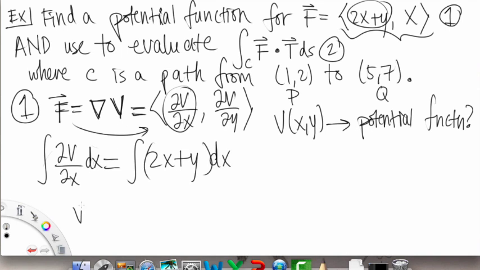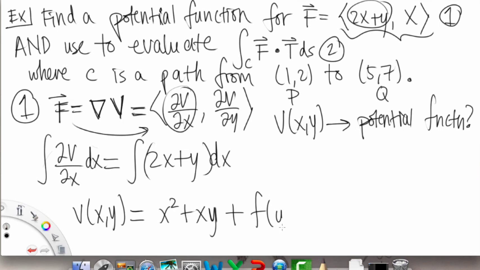On the left side, that becomes v of x comma y. We don't write x comma y comma z because we're not dealing with a z component in this problem anyway. And then on the right, you just integrate with respect to x, so that would be x squared plus xy. And here's the important part. Then you have to have a plus some function only of the other variable, of y in this case.